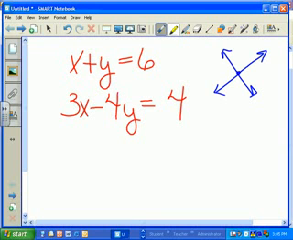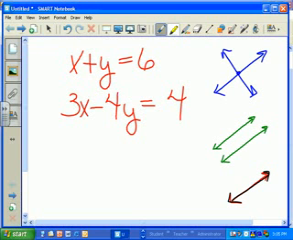Do all lines have intersection points? No. What kind of lines are those? So we could have some answers that don't have any intersection points because the lines are parallel. Or we could have some lines that have infinitely many intersection points because they are in fact one and the same line. So we have three choices when we solve a system of equations. We can get one intersection point, we can get no intersection points from parallel lines, or we can get infinitely many intersection points because the lines are on top of each other.